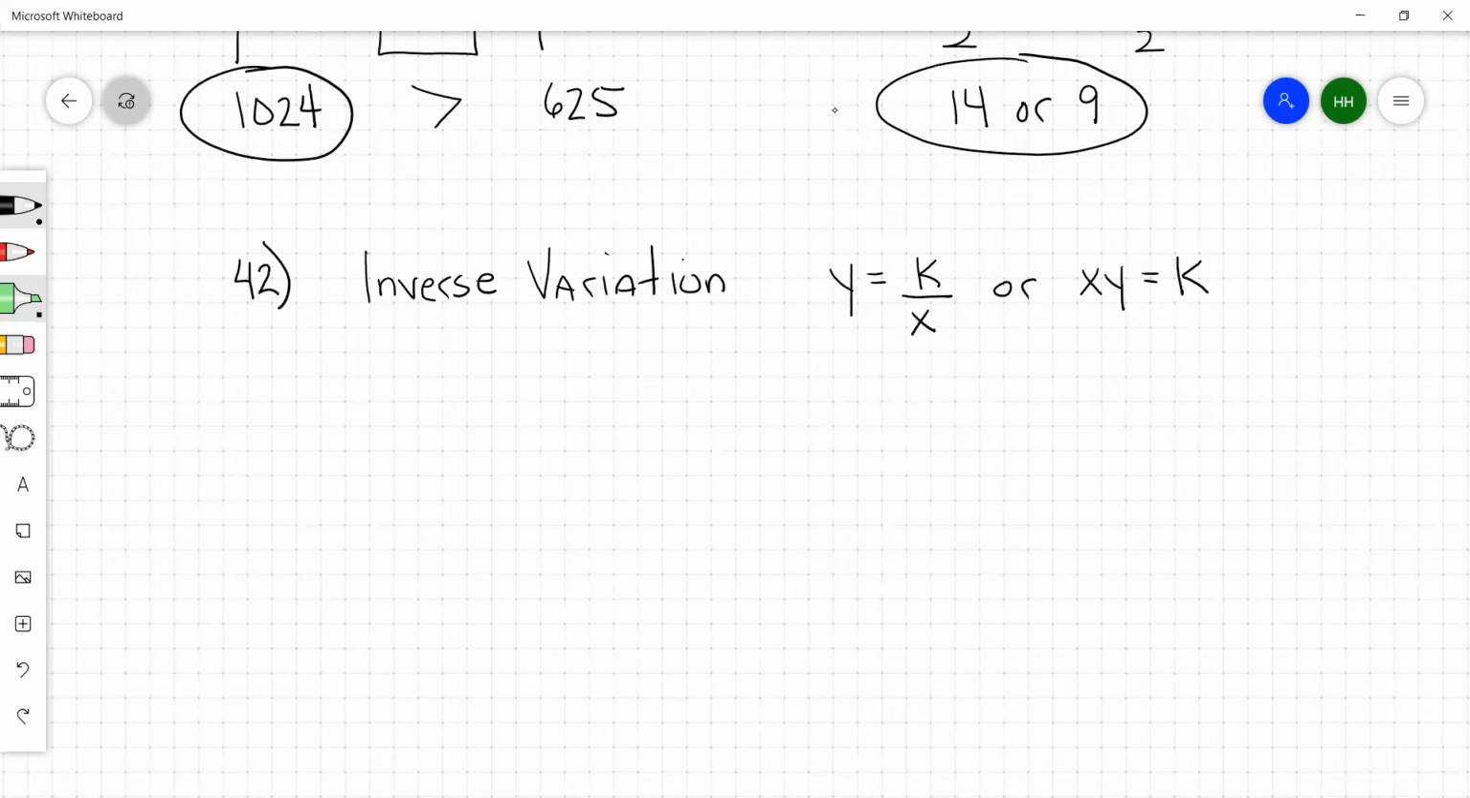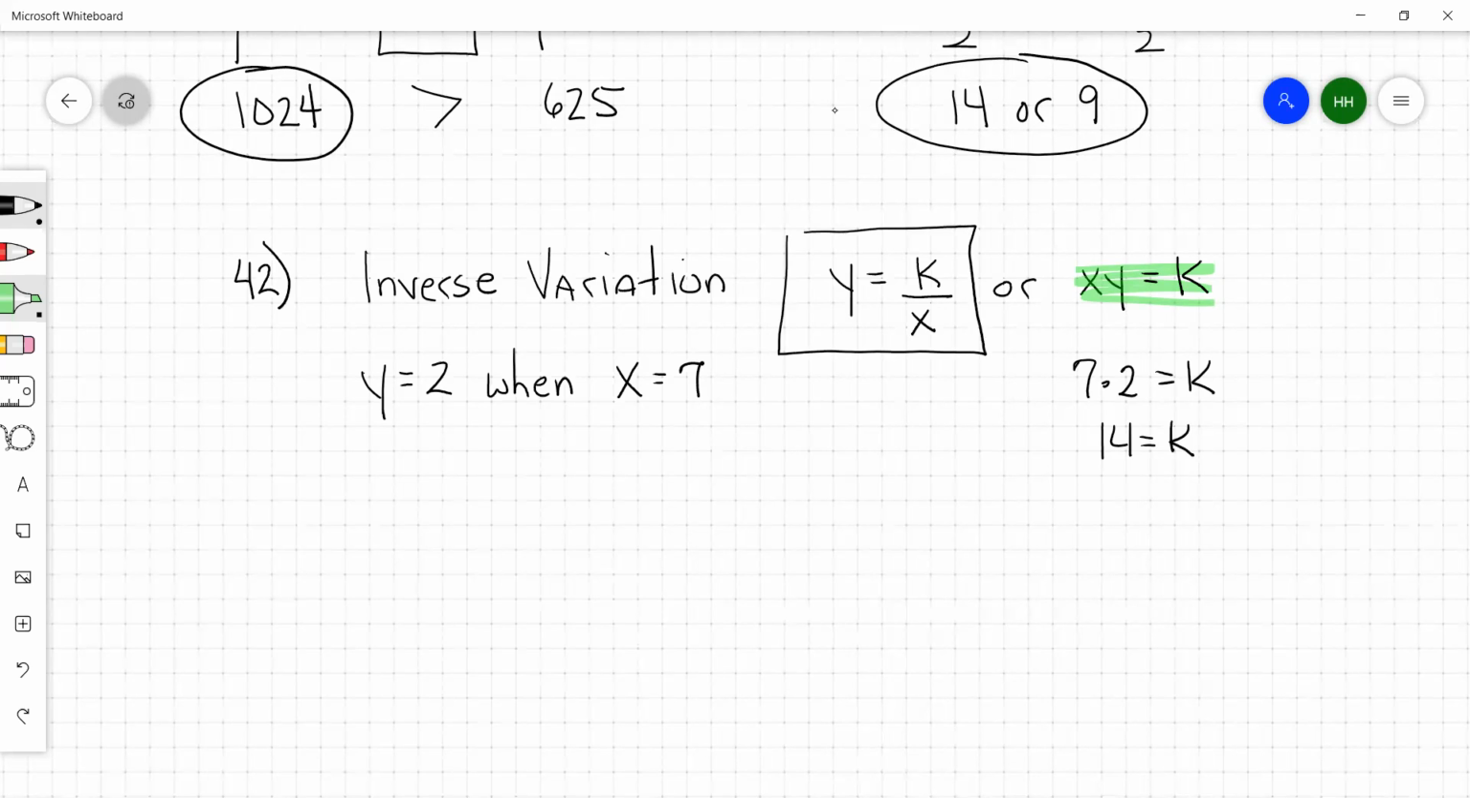So you're asked to write an equation for the inverse variation, y equals 2 when x equals 7. So if you substitute into here, what you get is 7 times 2 equals k. So you get 14 equals k. So since this is your inverse variation format, then your equation is going to be y equals your k value, which is 14, over x.